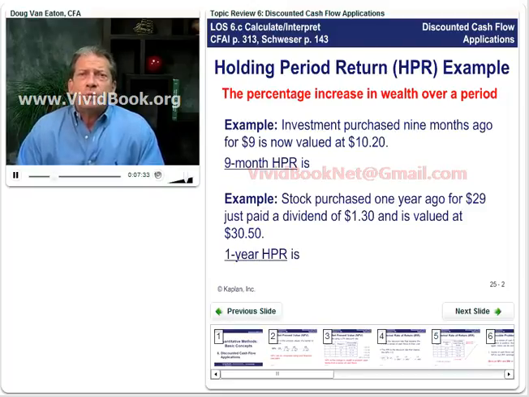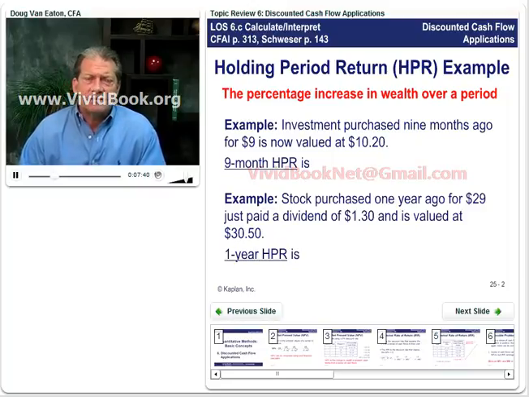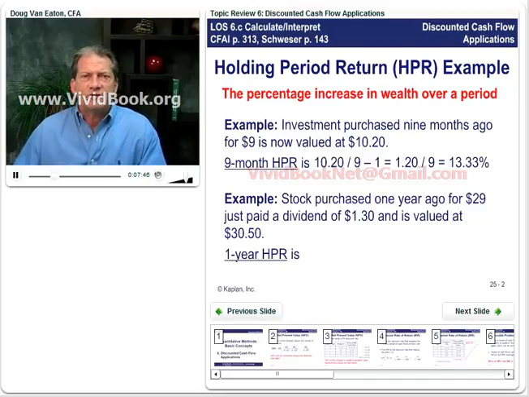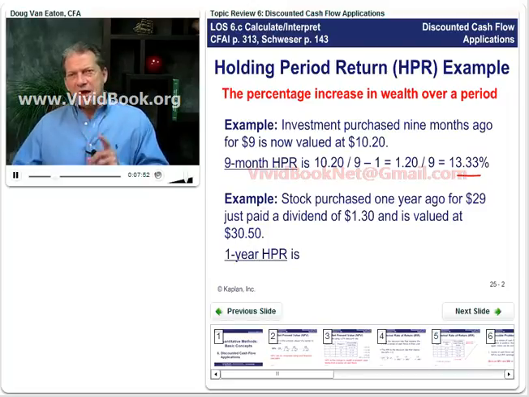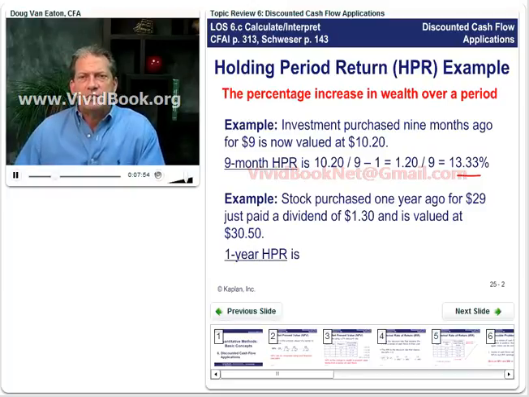If we purchased an investment 9 months ago for $9, it's now valued at $10.20. So we've increased in value $1.20 from an initial investment of $9. And that's a return of 13.33%. So that's our 9-month holding period return.